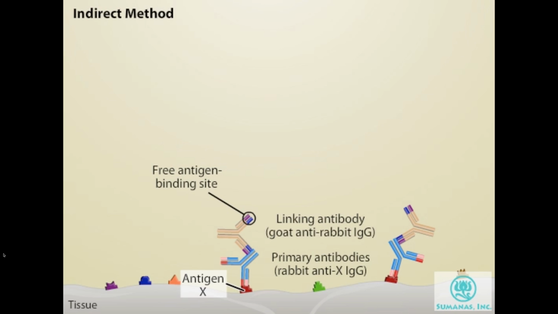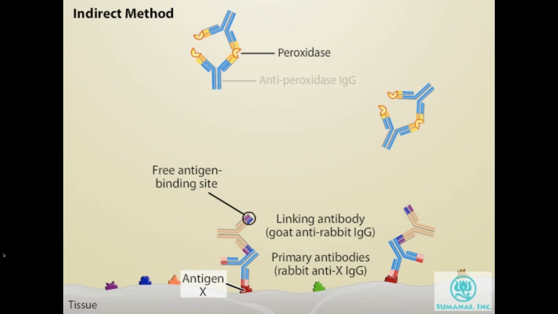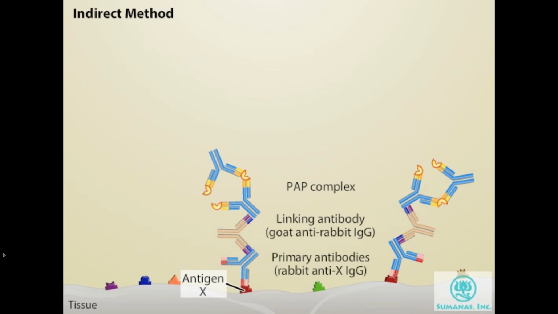The final step of this example of the indirect method uses a complex that consists of the peroxidase enzyme conjugated to an antibody that recognizes the peroxidase as an antigen. Note how the antibodies in the peroxidase-antiperoxidase, or PAP complex, build on each other. The antibodies in this complex come from the same species as the primary antibody, which is rabbit in this case. Therefore, the free ends of the linking antibodies will bind both to the antigen on the tissue as well as the antibodies in the PAP complex. As in the direct method, unbound antibody is washed away and a substrate is added to localize the reaction.